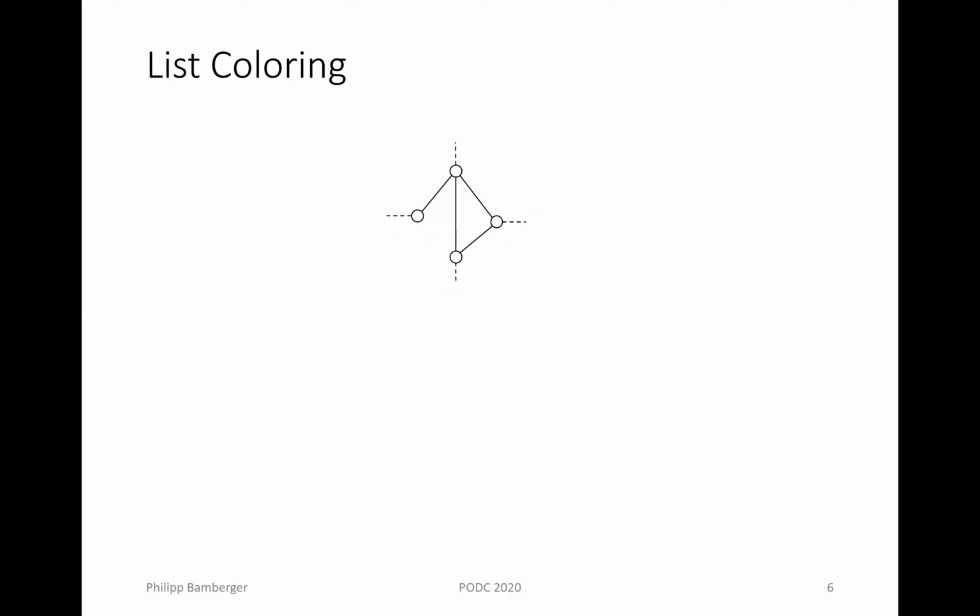In a list coloring instance, we are given a graph with a color list for each node, and the objective is to find a proper coloring of the graph such that each node is colored with a color from its list.